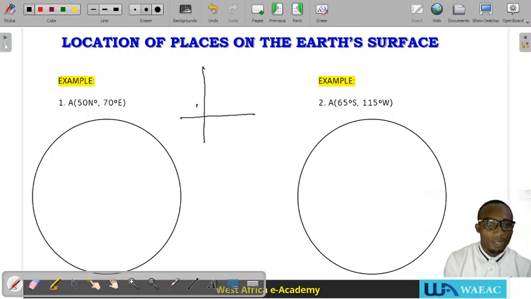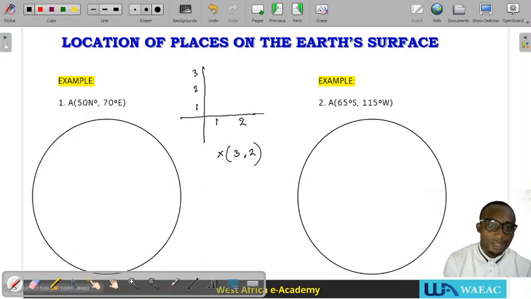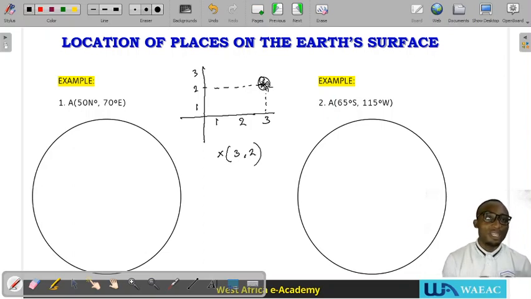When we are doing geometry, and we have axes 1, 2, 3 and a coordinate, maybe 3 comma 2, for us to locate the point on our graph, we trace our x, which is 3, and our y is 2. We'll be able to get a point. That is how to get a point in geometry. But here, how can we locate a point or a place on the Earth's surface?